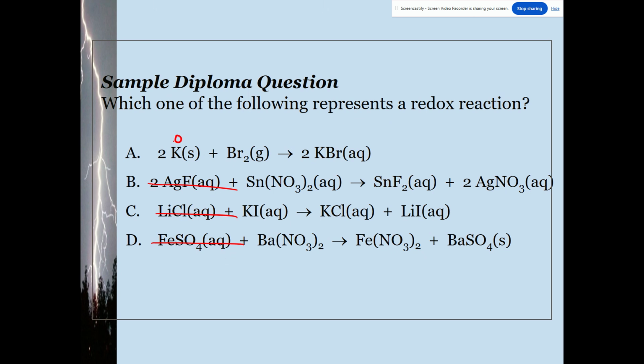And right off the bat, we should be able to tell that the first one, there is a change in oxidation numbers. I'm starting with elements. This is a composition reaction. I'm starting with elements, so they start as 0, and they're turning into ions, forming an ionic compound. So the potassium increased and the bromide decreased. So A is your redox reaction.